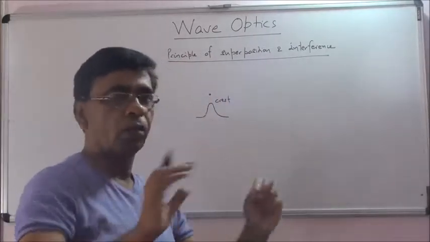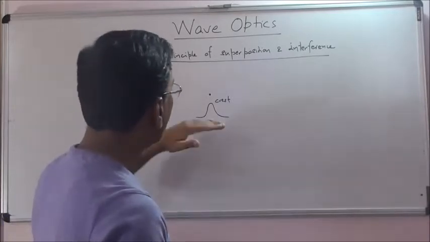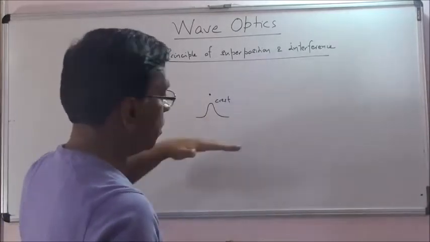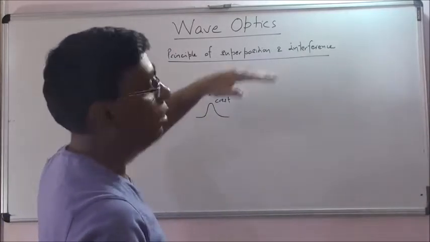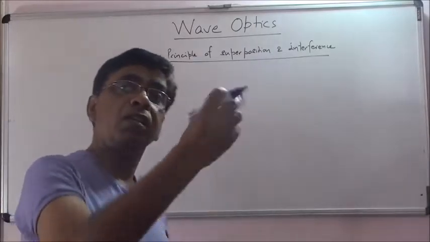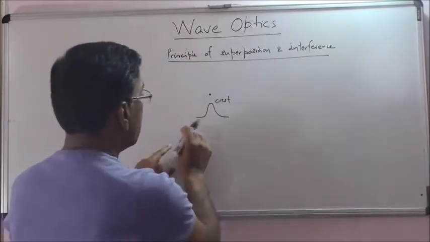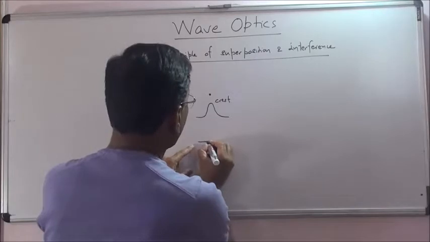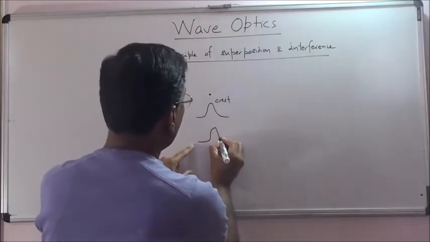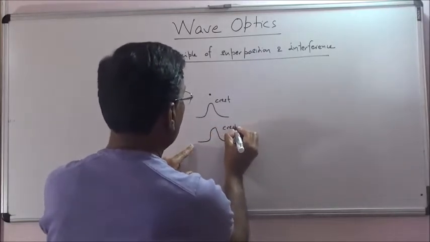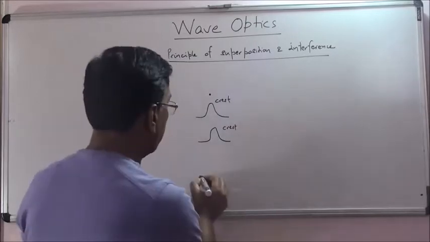Just keep in mind water waves to be the simplest one. Water molecules, and then one disturbance comes which takes the water molecule up. If there is another wave which is also coming and it also produces a crest, then what will be the net displacement? It will be added.